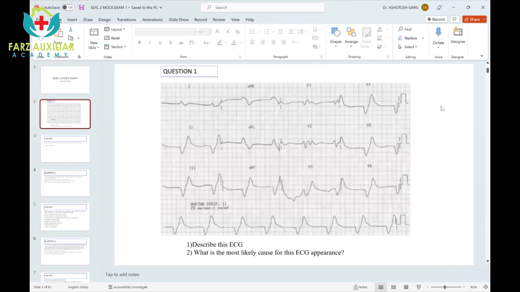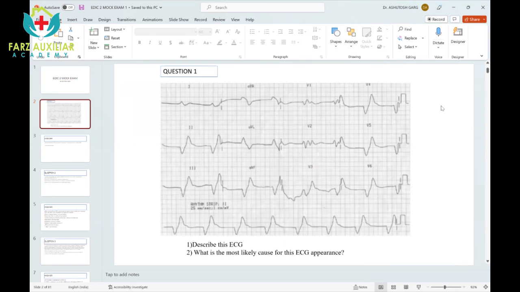It's idioventricular rhythm. Sorry, what are you saying? Idioventricular rhythm. Okay. Any other thing? It can be because of... I have seen some spikes or something like this.